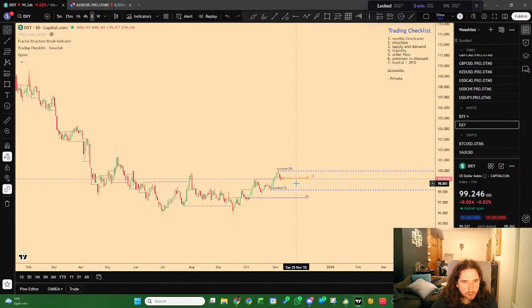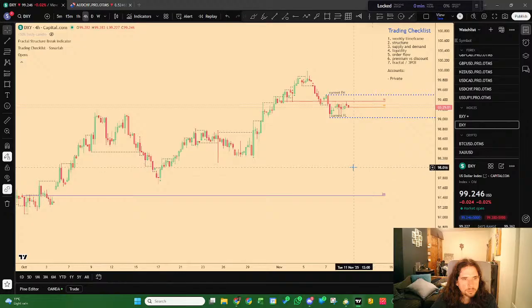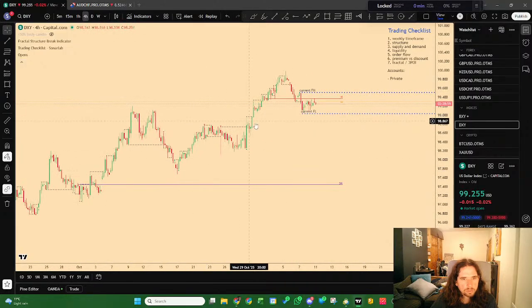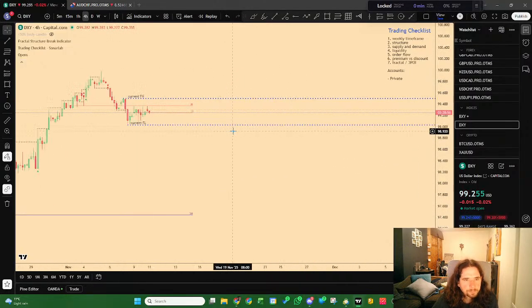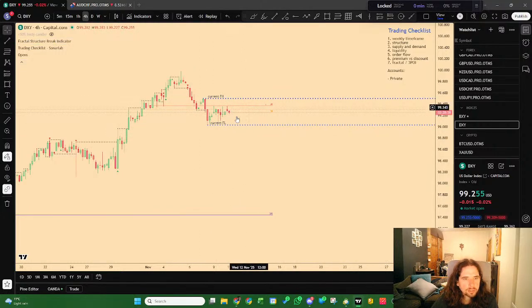We're still in a bullish order flow. So yeah, we're responding to some fundamental news. But yeah, so it's probably just a pullback. We'll probably hang around here for a bit and then continue higher.